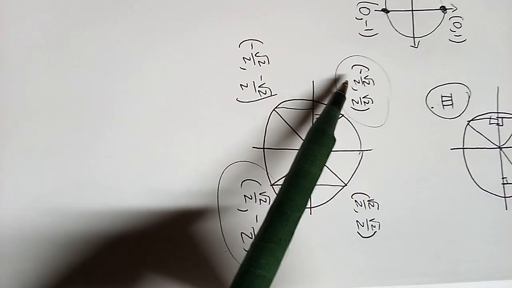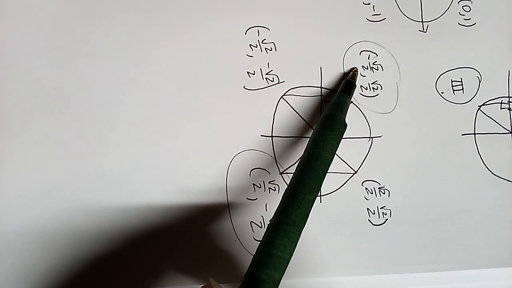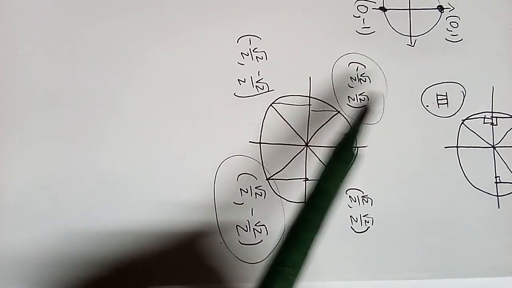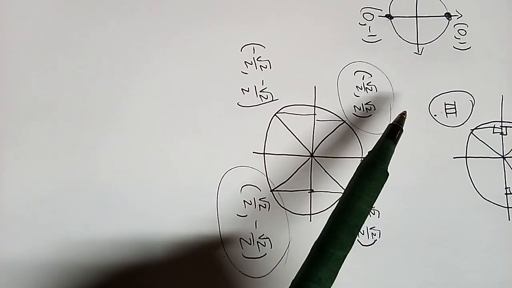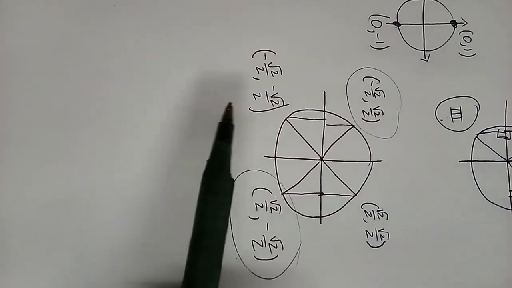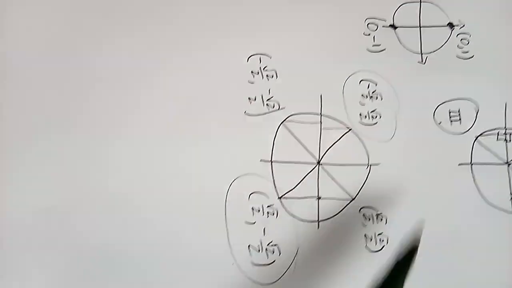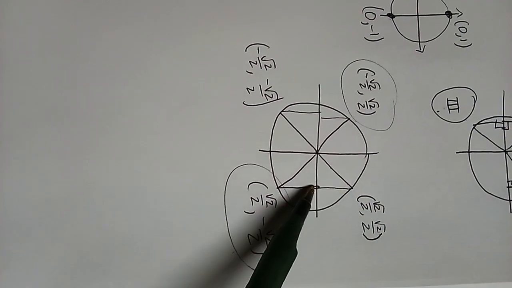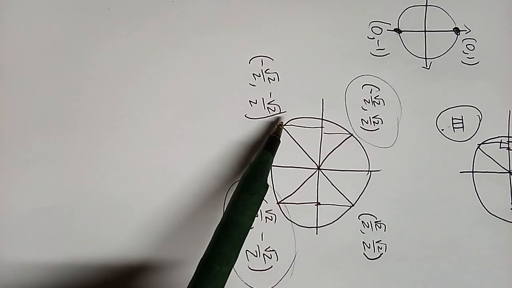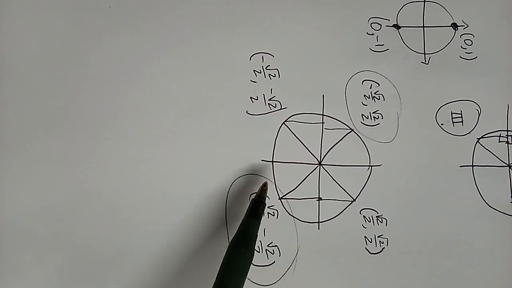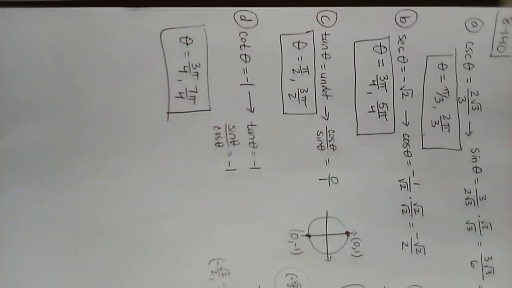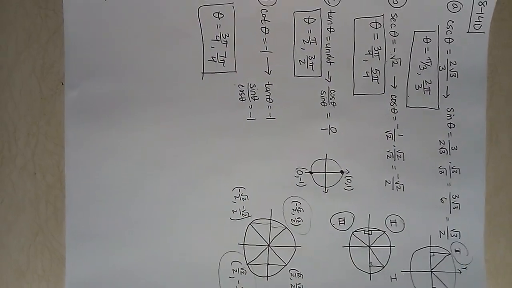Because if I went sine over cosine, then I would have a positive over a negative, and that would be negative 1, and also here. So this is 1 pi over 4, 2 pi over 4, that's 3 pi over 4, 5 pi over 4, 6 pi over 4. So we get 3 pi over 4 and 7 pi over 4. And that's it.